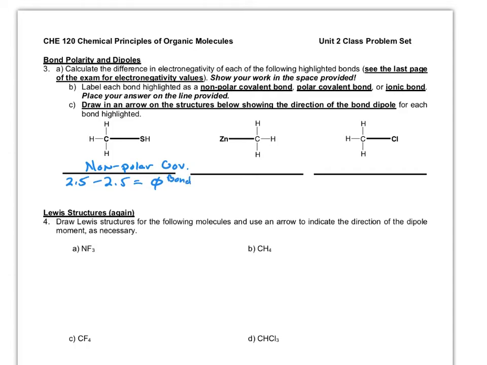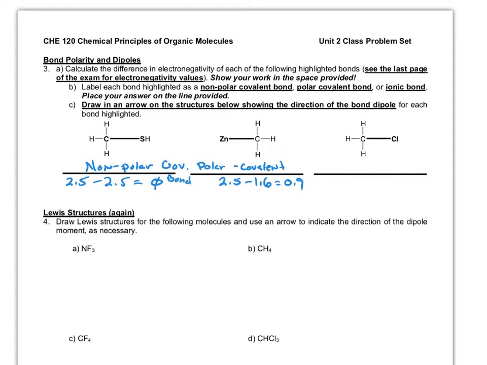In the next example, we've got zinc and carbon. In the case of carbon, our electronegativity value is 2.5. For zinc, it's 1.6. So the difference here is going to be 0.9. And this would then fall in the range of what's known as a polar covalent bond, shown here.